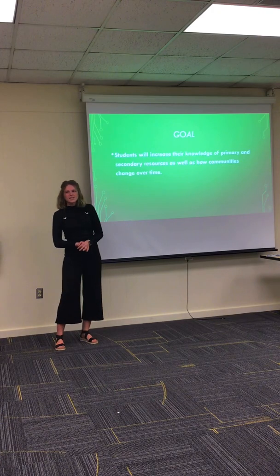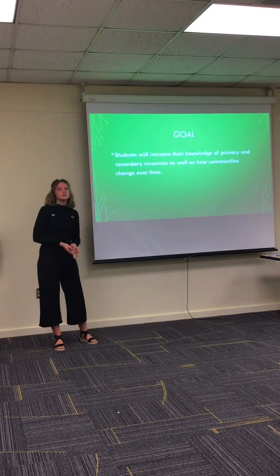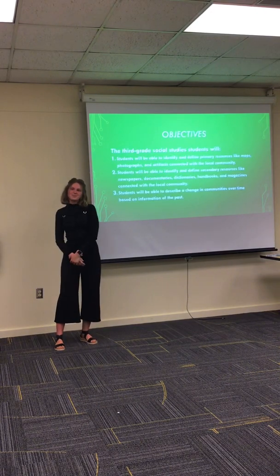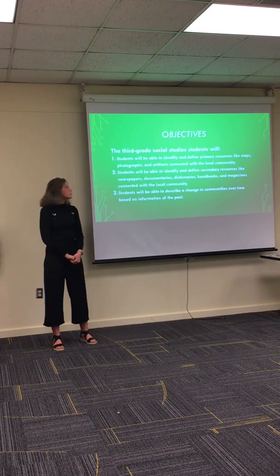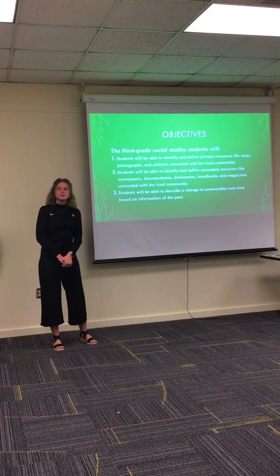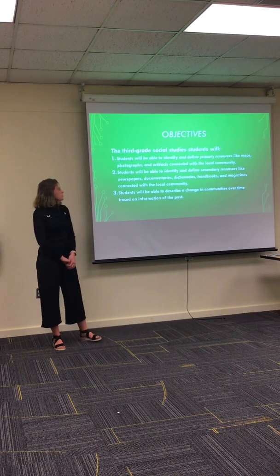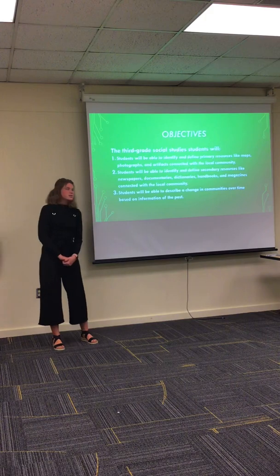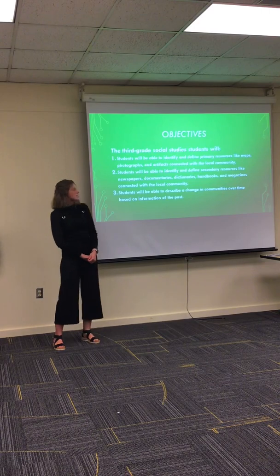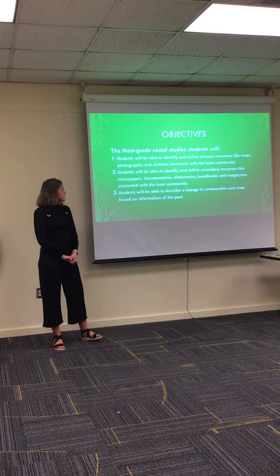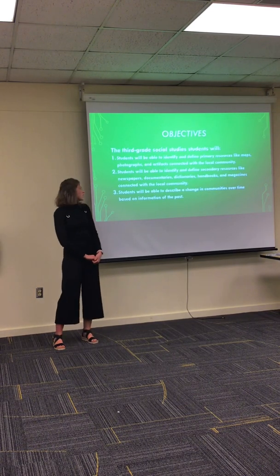The goal for this lesson is that students will increase their knowledge of primary and secondary resources as well as how communities have changed over time. So for the objectives, the third grade social studies students will be able to identify and define primary sources like maps, photographs, and artifacts connected with the local community. Students will also be able to identify and define secondary sources like newspapers, documentaries, dictionaries, handbooks, and magazines connected with the local community. And finally, the students will be able to describe a change in communities over time based on information of the past.